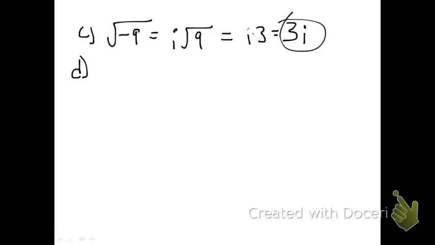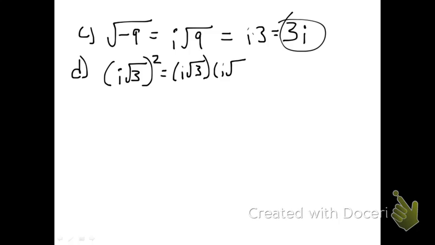Let's look at D. If I have the quantity i square root of 3, squared, now I'm going to do this the long way, and then I'll show you a shortcut. Really what that means is I'm going to do i radical 3 multiplied by itself. If I'm multiplying all of these numbers together, I can multiply in any order I please. So I can do i times i to get i squared, times radical 3 times radical 3.